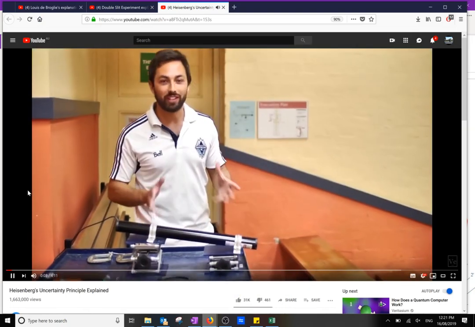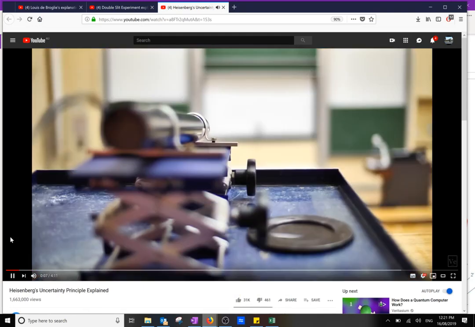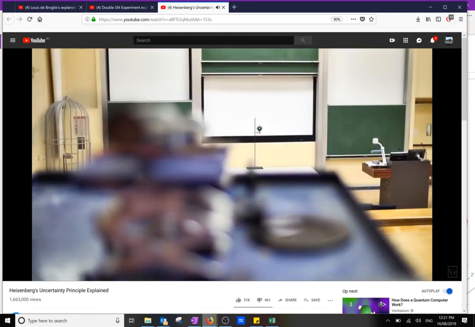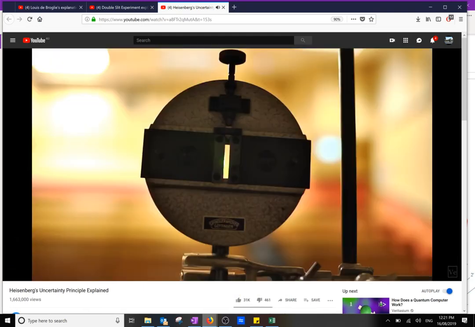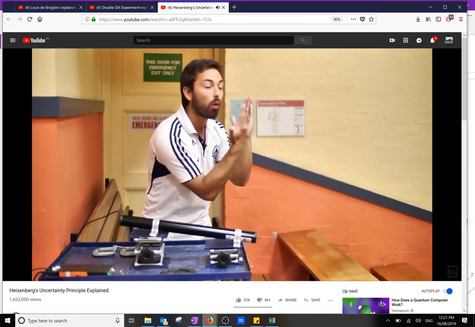Today, I'm doing an experiment that demonstrates Heisenberg's uncertainty principle. All right. So here I have a green laser, and I'm firing it down towards the front of the room through a narrow slit. Now that slit can be adjusted, so it can be made narrower or wider.